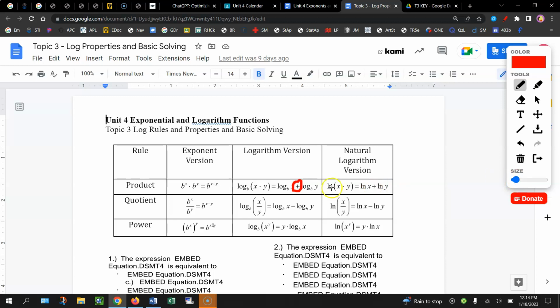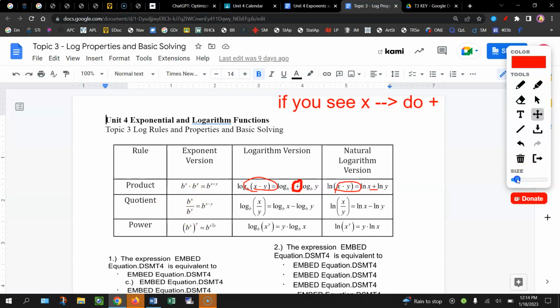So there's an example, log of x times y equals log of x plus log of y. Natural log of x times y equals the natural log of x plus the natural log of y. So when you see multiplication here, you see multiplication here, you're going to do addition. So let's write that up at the top. If you see multiplication, do addition. All right, for the quotient rule, when you divide, you subtract exponents.